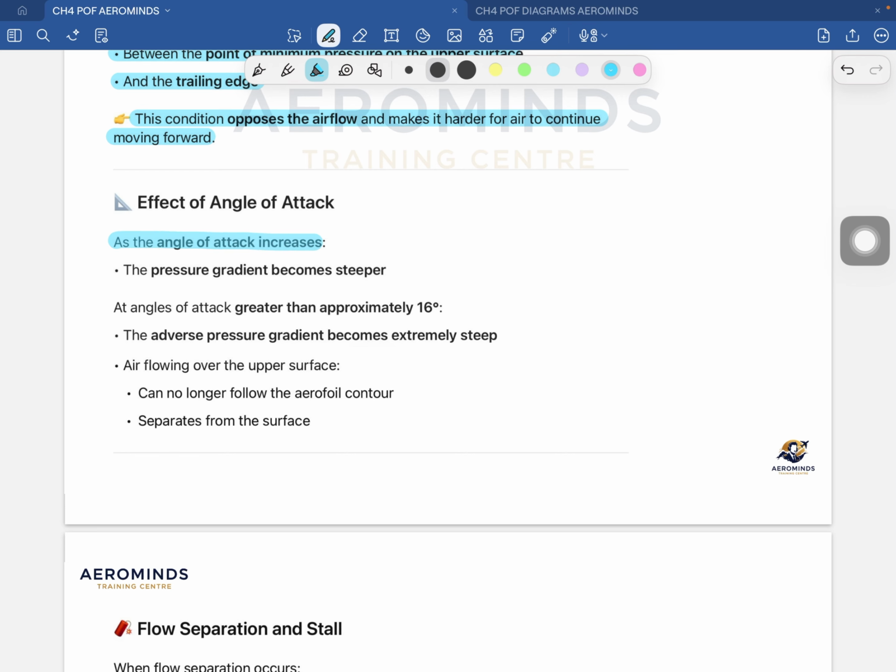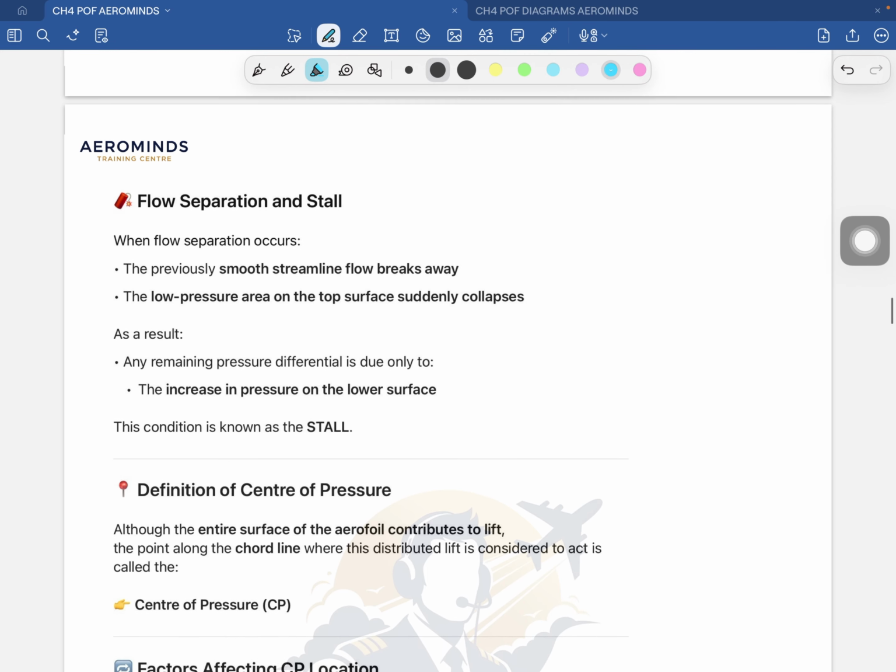So as the angle of attack increases, the pressure gradient becomes steeper. As the angle of attack goes greater than 16 degrees, the adverse pressure gradient becomes extremely steep. Air flowing over the upper surface can no longer follow the aerofoil contour, and it will separate from the surface when you increase your angle of attack. Then comes the flow separation and stall.